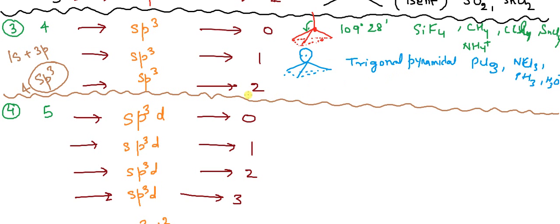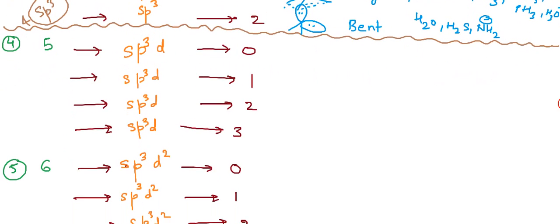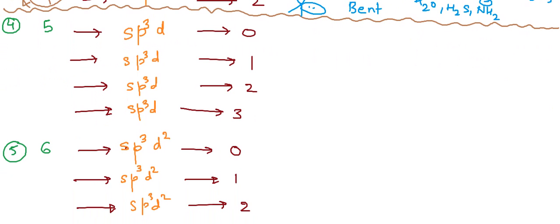Supposedly if you get 2 lone pairs, then you have to remove another bond from here and get a lone pair there. So the structure is something of this sort. You'll have 1 lone pair here and another lone pair here. So this is looking like a bent shape. So this is water, example, H2S, NH2 minus. Okay, I hope you're finding it easy. Let's go for the 5th one.